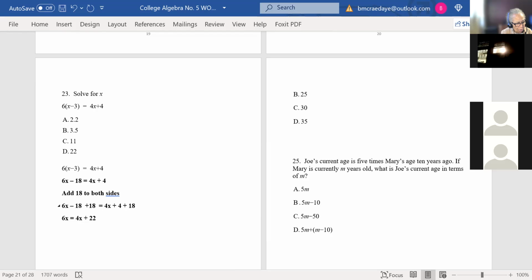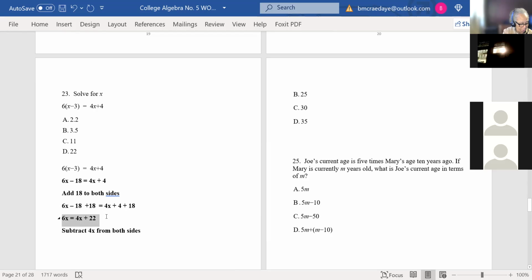Combine like terms. So how would you get the 4x on the left side? It's being added on the right, so what would you do, Latoya? Add 4x. Why would you add it? It's being added on the right. The opposite of addition is subtraction. You subtract 4x from both sides.